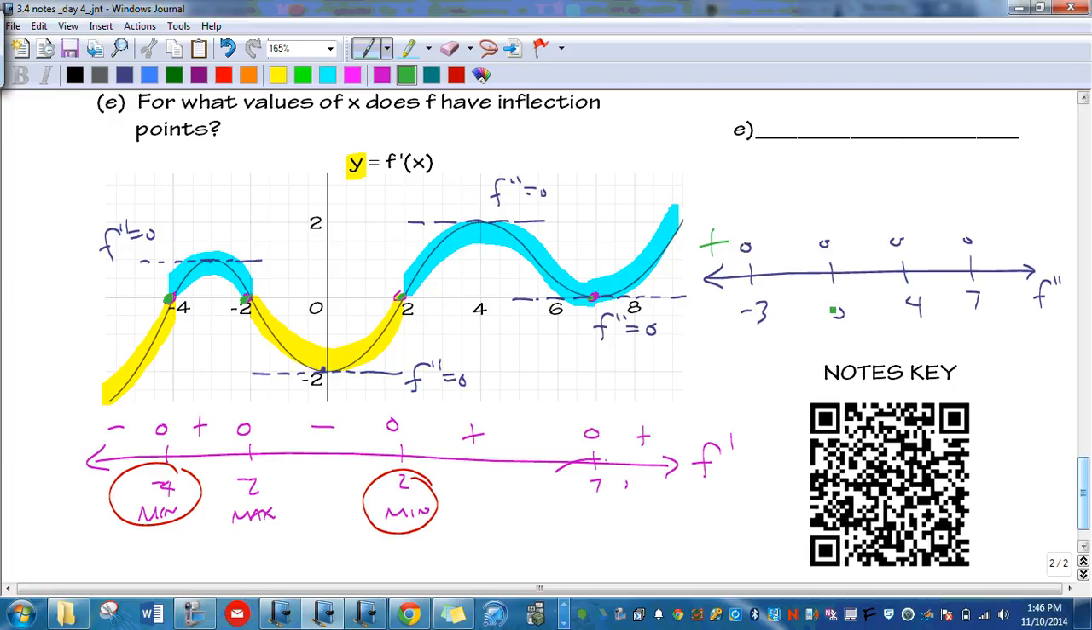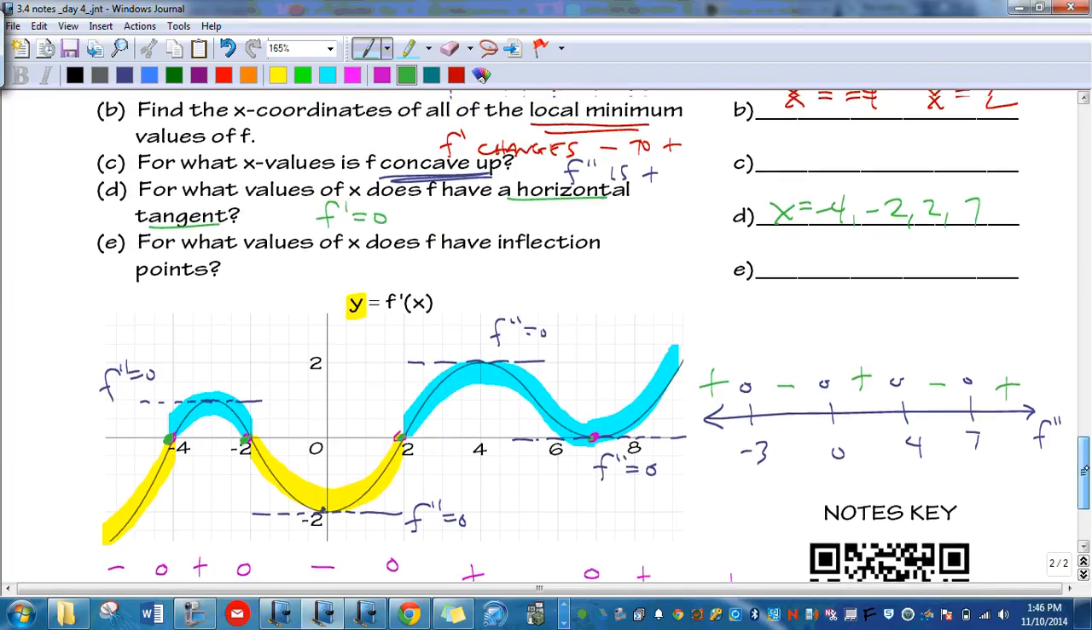Then between -3 and 0, from here to here, slope is negative the whole time. From 0 to 4, slope is positive. From 4 to 7, slope is negative. And then from 7 on, slope is positive.